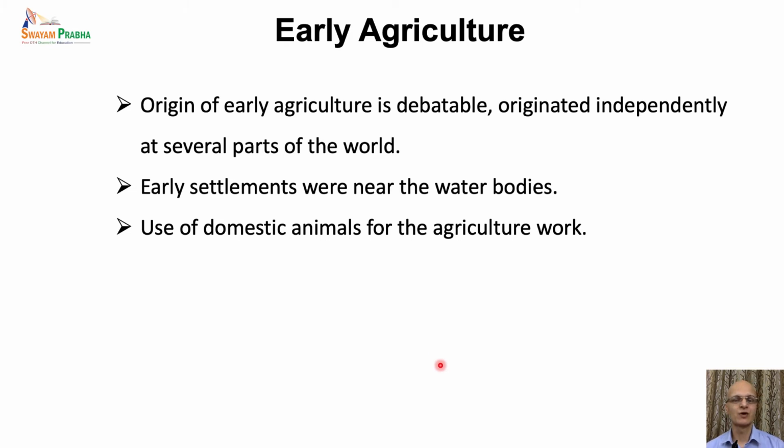Early settlements were near water bodies, as it was probably much easier to live at places where water was easily accessible for various purposes. As we know, water is an integral part of our life, for living as well as for growing food, if they were starting to grow food through agriculture. Slowly, animal domestication also played a very important role in the growth of agriculture, as domestic animals were employed for agricultural work.